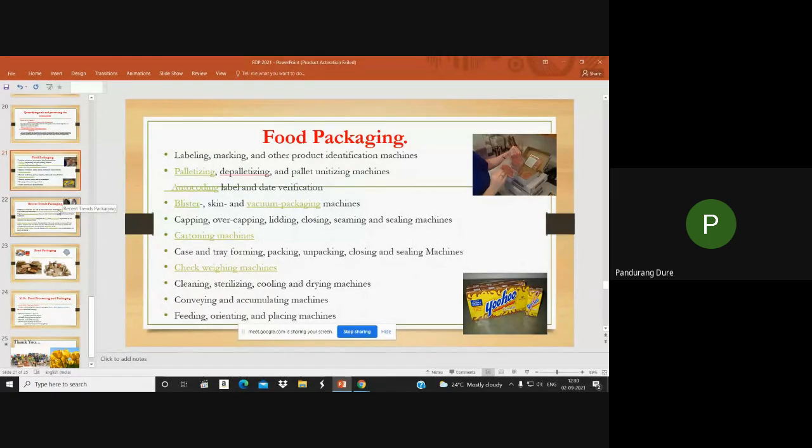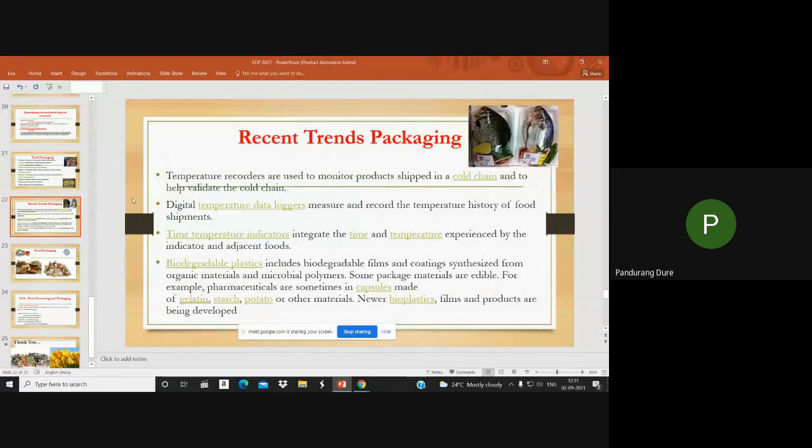When we think about recent trends in packaging, temperature recorders are used to monitor products shifted in the cold chain. Any change in temperature is recorded in the packaging unit. Also, digital temperature data loggers are there. Time temperature indicators are also there, which indicate the time and temperature experienced by the indicator present in that food.